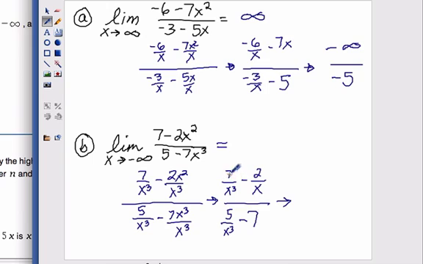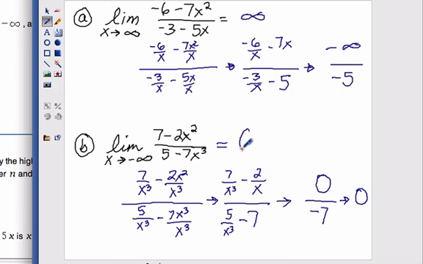So what's happening here? As x gets bigger and bigger, we know from the identities that 7 over x to the third is going to be close to 0, right? So we're going to say the limit of that is 0, and minus 2 over x, 0. So 0 minus 0, that numerator would be 0. In the denominator, 5 over x to the third will get close to 0, and so 0 minus 7 would give us negative 7. 0 divided by negative 7 is going to simplify to 0.